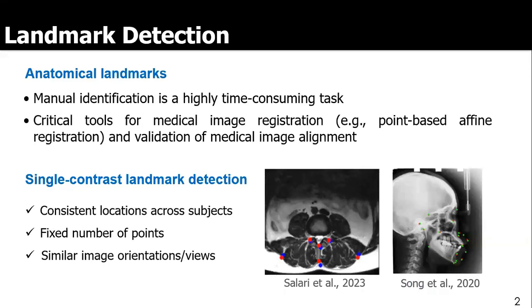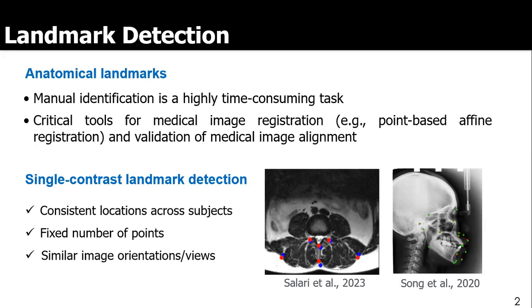Anatomical landmarks are specific points in medical images that doctors and surgeons are interested in. Actually, they are critical tools for medical image registration and validation of the medical image alignment. However, they are still annotated manually, which is a highly time-consuming and expensive task. In this regard, deep learning models can help to automatically detect landmarks in medical scans.